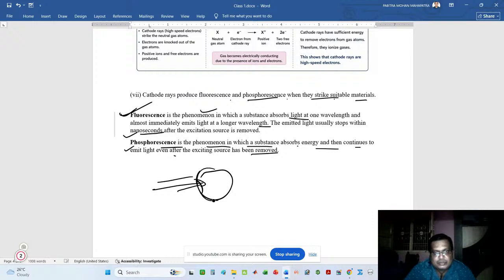When cathode rays strike a suitable material, it starts to glow. After the cutoff of the source, in case of fluorescence, it shows the emission of light for a few nanoseconds. But in case of a phosphorescent substance, it shows it for more time. It emits light for more time as compared to the fluorescent substance. So again, I want to say that cathode rays produce fluorescence and phosphorescence when they strike a suitable material.